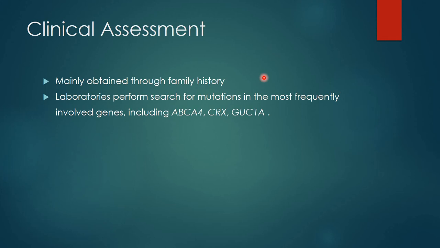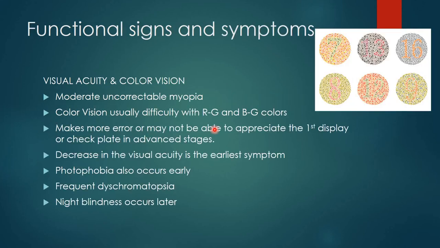Coming to the clinical assessment, the history is more important, and when it comes to laboratory work, they check for mutation, and most frequently the genes they check for are these three. Coming to the functional and symptomatic changes, the patient is going to have some kind of refractive error, mostly myopia, then color vision deficiency, a decrease in visual acuity, photophobia, frequent chromatopsia, and night blindness again.